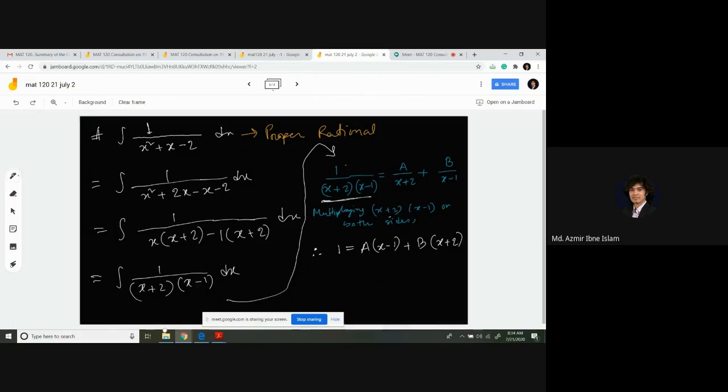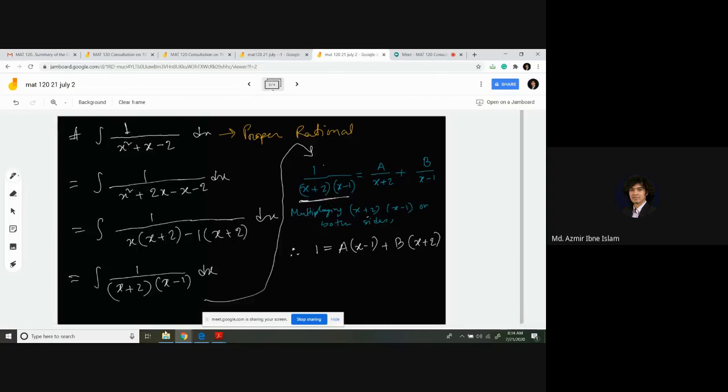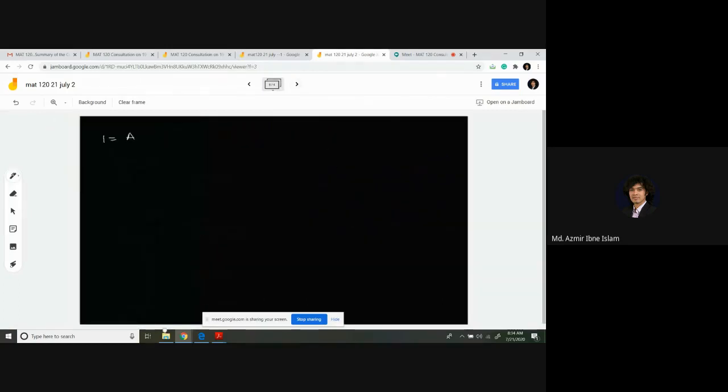So first of all, let me take another page. So here we have found 1 equals A times (x negative 1) plus B times (x positive 2). This is our relation. From the very childhood you are practicing with this sign. This is called the equivalence sign, but we can also use the equal sign. Can you figure out what I am doing here?